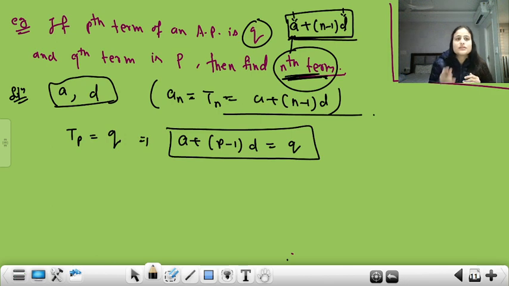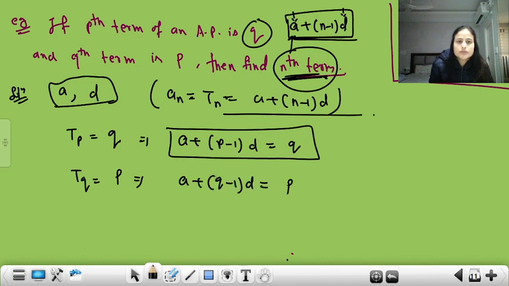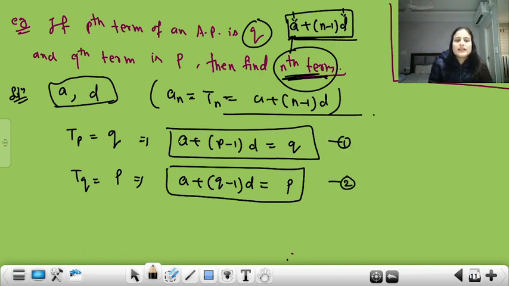So the information is the pth term is Q, that is this, and the qth term is P, right? So for the qth term, A plus Q minus 1 into the common difference is equal to P. So these two equations I have. By using these two equations, I can easily obtain A and D in terms of P and Q.